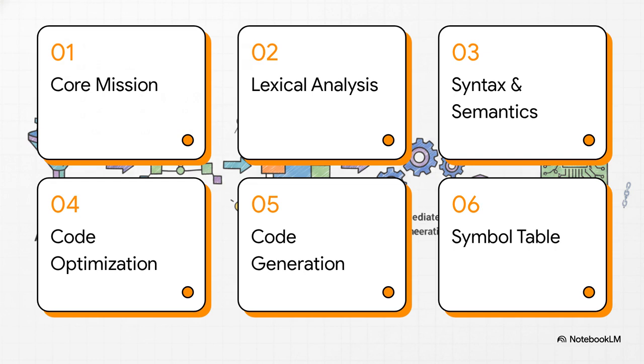So here's the blueprint of our factory today. We'll start with the compiler's core mission, then walk through lexical analysis, syntax and semantics, code optimization, code generation, and finally wrap up with the symbol table manager.